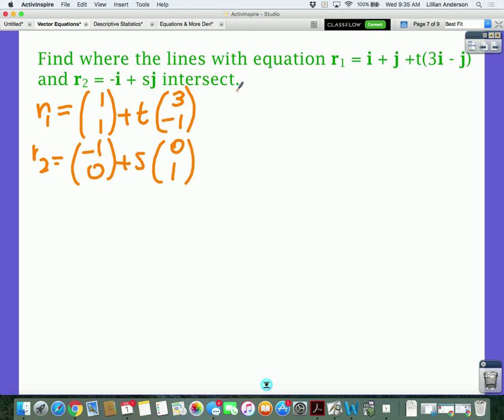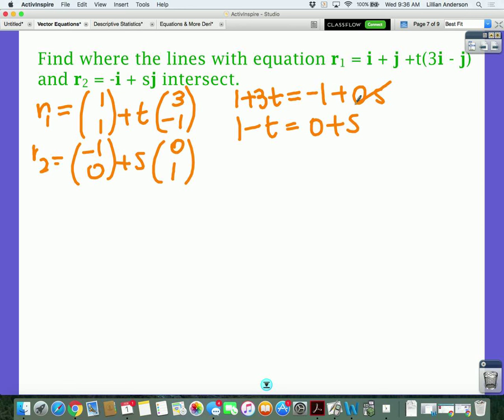So you would have these two equations. You would have 1 plus 3t equals negative 1 plus 0 times S, and 1 minus t equals 0 plus S. Not 3 because it's not a three-dimensional one, just 2. You're trying to figure out where they intersect, so you need to find S or T. In this case, you don't need to find both because you don't have to show that they intersect. You're just trying to figure out where they intersect.